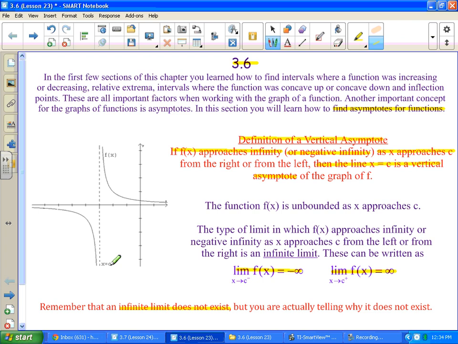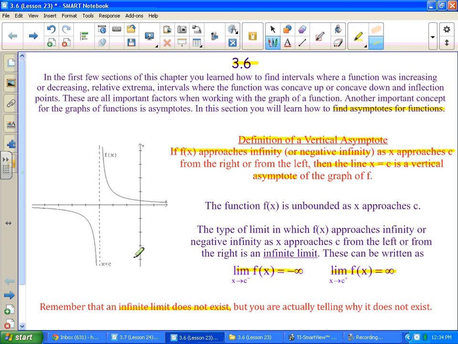Okay, so definition of a vertical asymptote. If f of x, so if the y value approaches infinity or negative infinity, as x gets close to this value here, we're calling this c, but it could be any number, then there's a vertical asymptote for that graph there. Sometimes it's just said that the function is unbounded as x approaches c, meaning there's no boundaries on it. It goes on forever. The type of limit in which f of x approaches infinity or negative infinity as x approaches c from the left or from the right is an infinite limit.